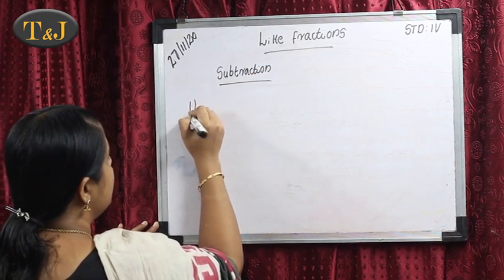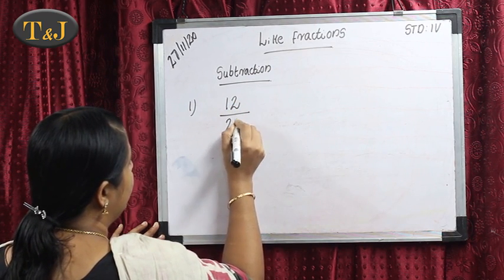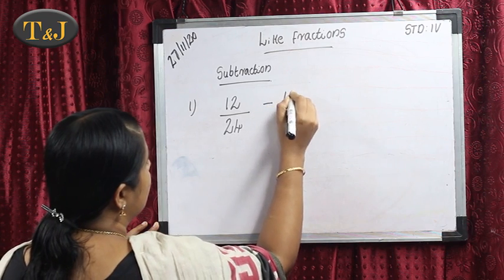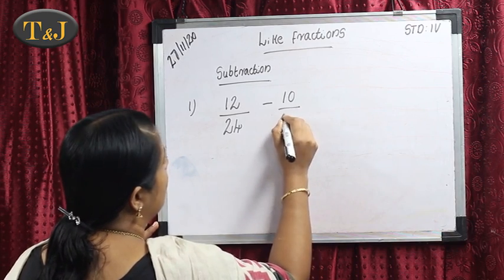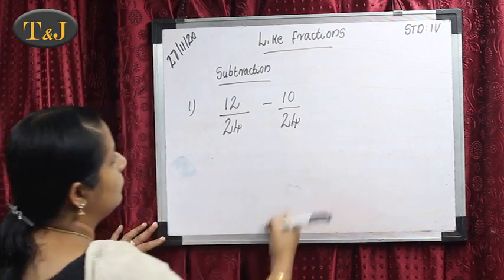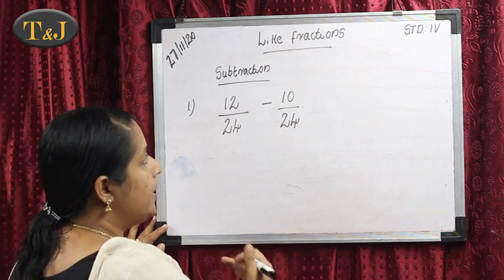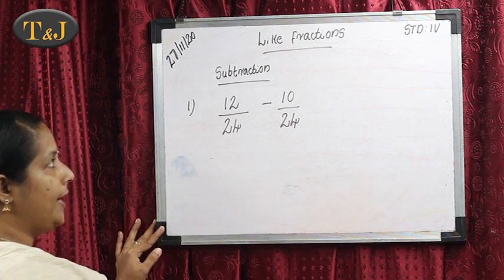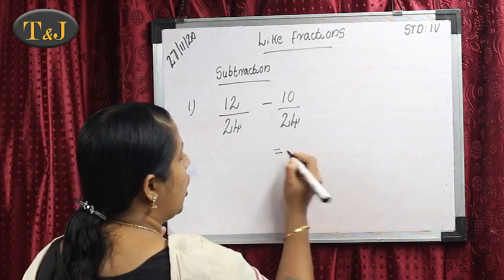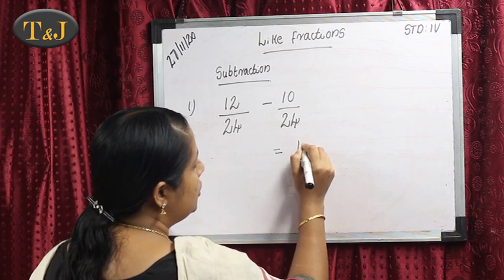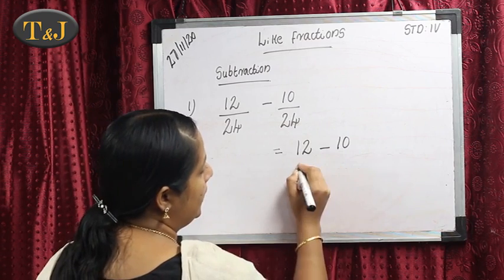Our first question: 12 by 24 minus 10 by 24. The same way as in the addition of like fractions, we consider only the numerators. Our numerators are 12 and 10, so first we subtract 12 and 10.